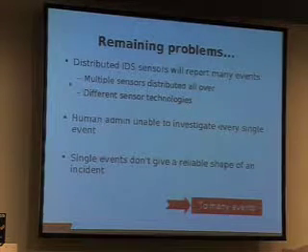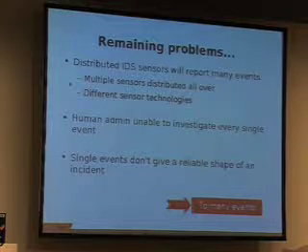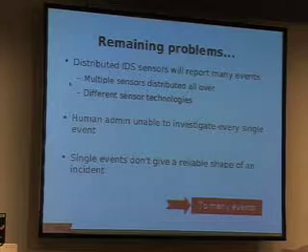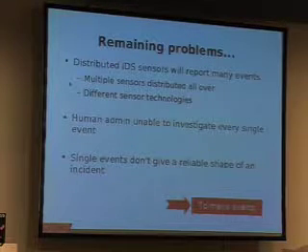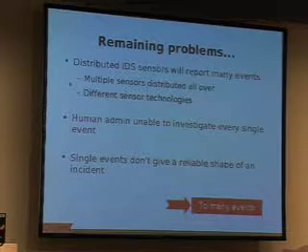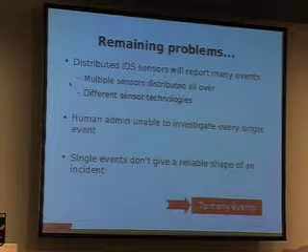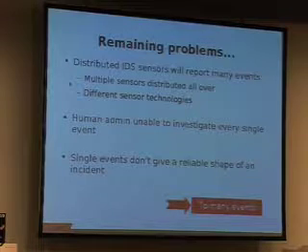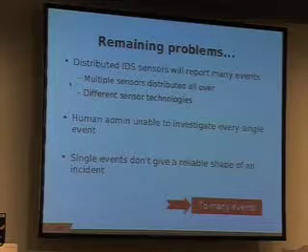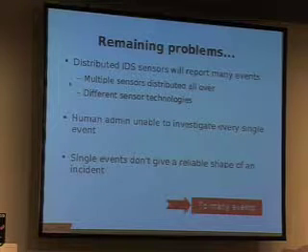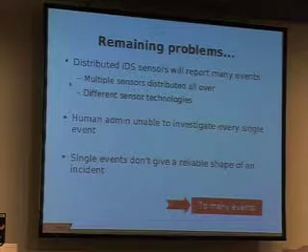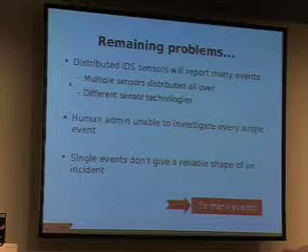And further, a single event doesn't really give you a shape of an incident, where most of the time different IDS sensors will fire. So the remaining problem is that we have simply too many events. So why not using them, correlating them to find out what really happened?